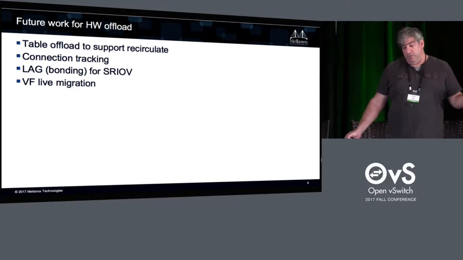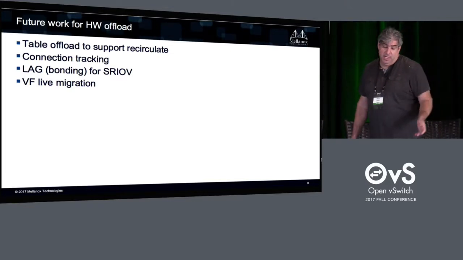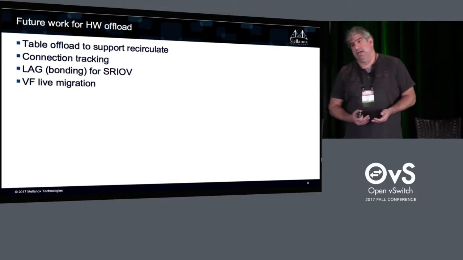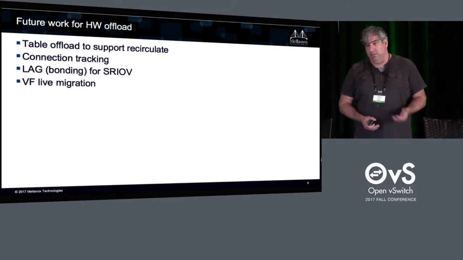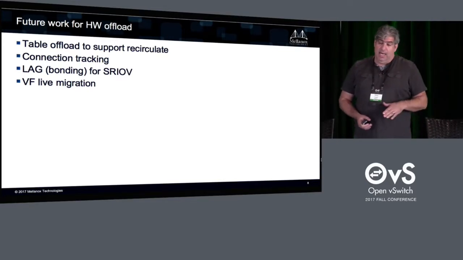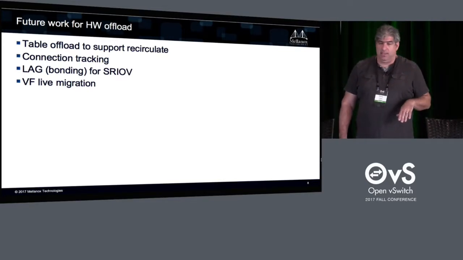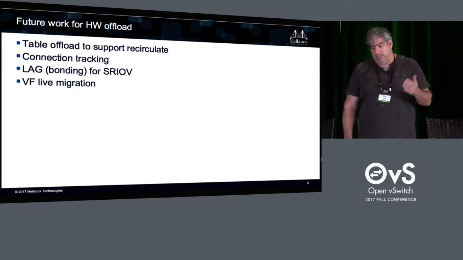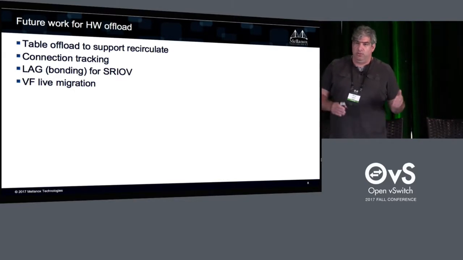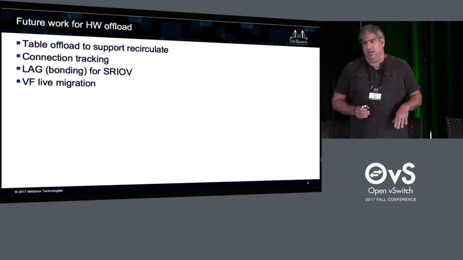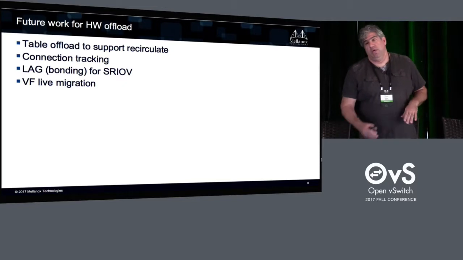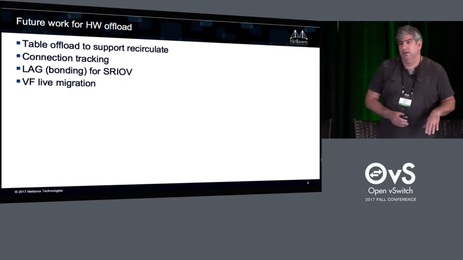Of course, there is future work that needs to be done. The recirculating is not implemented yet. It's required, of course, for connection tracking. We already pushed some patches to the TC interface to support recirculating. Now we need to implement it and make OVS also use them. The second thing that we want to work on is connection tracking.